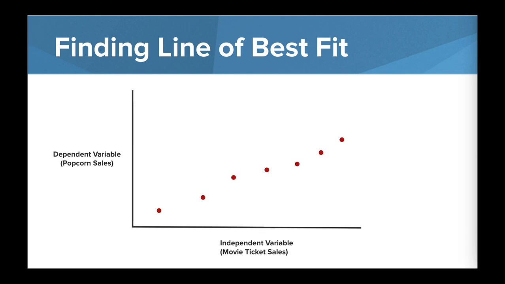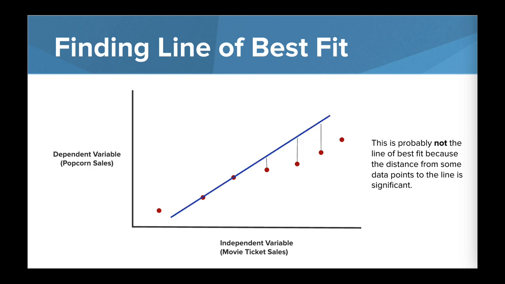If we were to populate this graph with data points, we can begin to see a relationship between the variables. As the number of movie ticket sales increase, the number of popcorn sales also increases. Because this data is readily available, it can be used in linear regression to determine a line of best fit. The line of best fit is the line, or linear equation, that best expresses the relationship between all data points. A line is considered to be best fit if it has the smallest total distance between each data point. For example, if we were trying to approximate a line of best fit, this would probably not be the line of best fit because the distance between some of the points and the line is pretty significant.